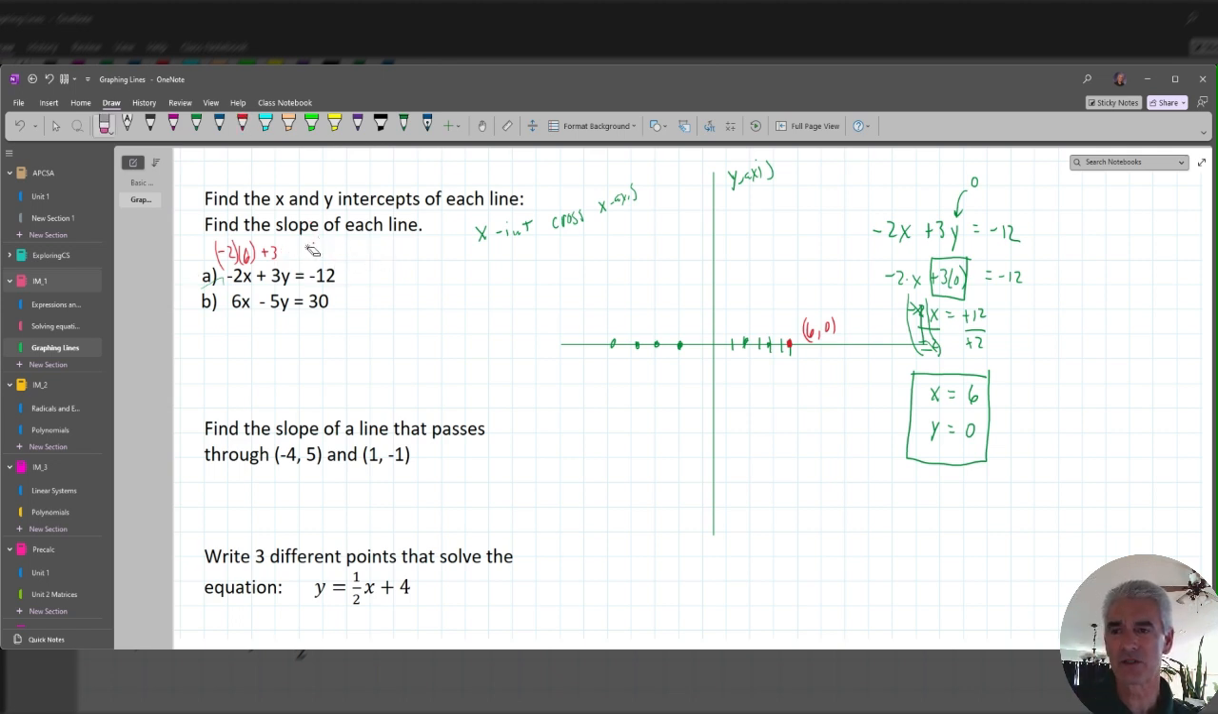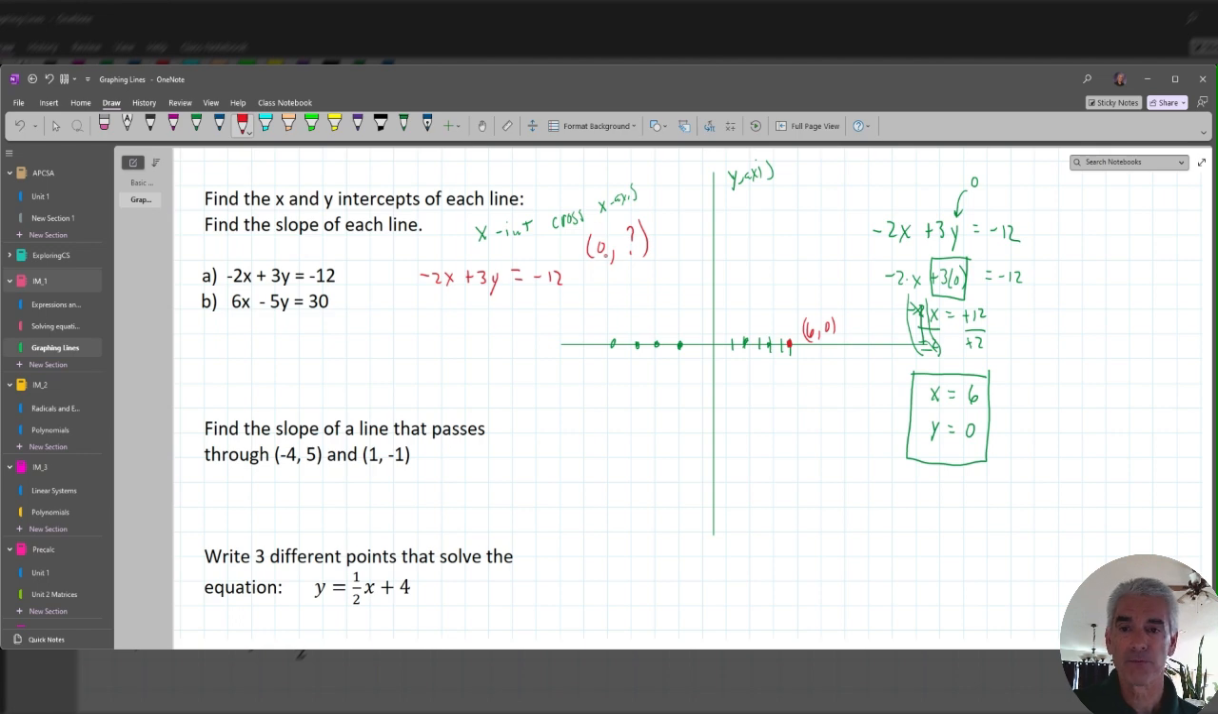Is it the only solution? No. There's tons of solutions. There's an infinite number of solutions to this. But one of the solutions, super convenient to find, is let's plug in 0 for y, because the math becomes really easy. Well, if we can plug in 0 for y, we can also plug in 0 for x. So let's take the same equation, negative 2x plus 3y equals negative 12. And I'm going to plug in 0 for x.